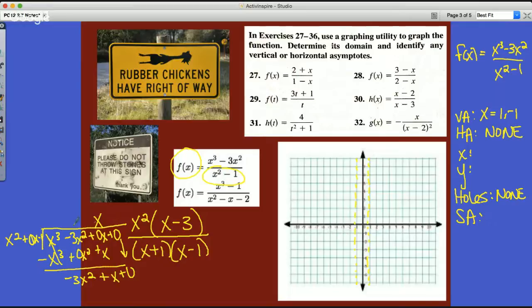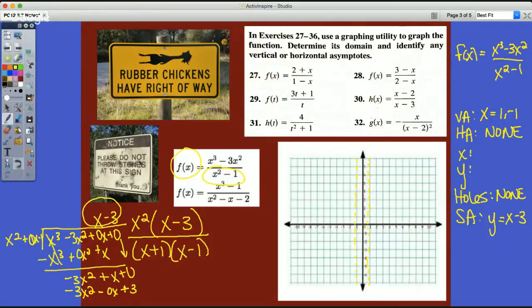So my question now is, what times x squared gets me negative 3x squared? That would be negative 3. So I distribute out negative 3x squared minus 0x plus 3. Now I could keep going because my answer would give me my remainder, but the remainder we're not concerned with. What we're concerned with is that x minus 3. So we're just going to put y equals x minus 3 right there, and that's the slant asymptote that helps us within our graph. So if I were to graph this, again, we have our verticals real quick.